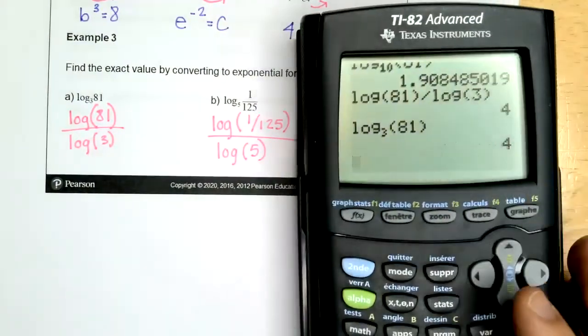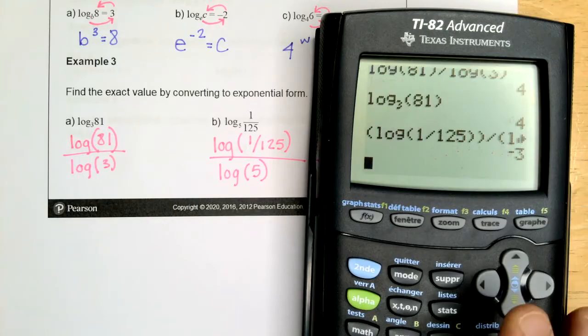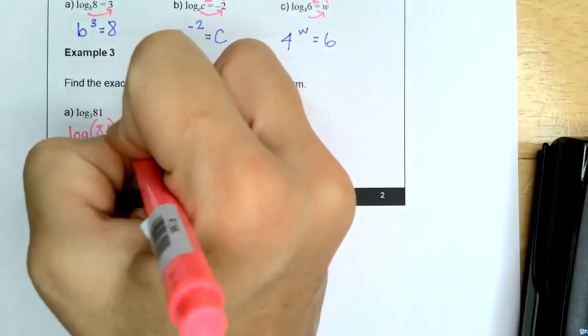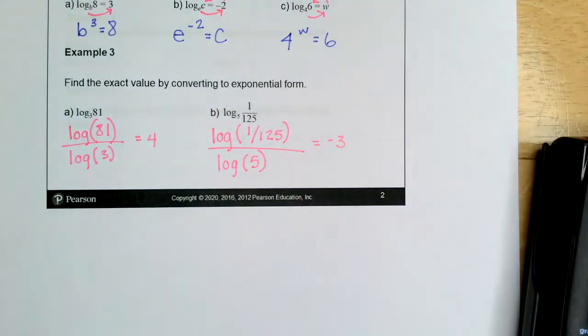So the exact value of these, log of 1/125 divided by log of 5, is -3. So that one was 4, and this one is -3. Okay, but it says find the exact value by converting to exponential form. So that was one way to solve it with our calculator. Or we can convert to exponential form.